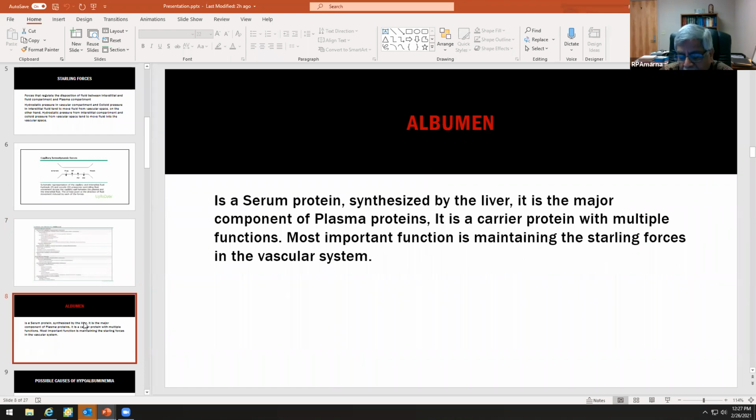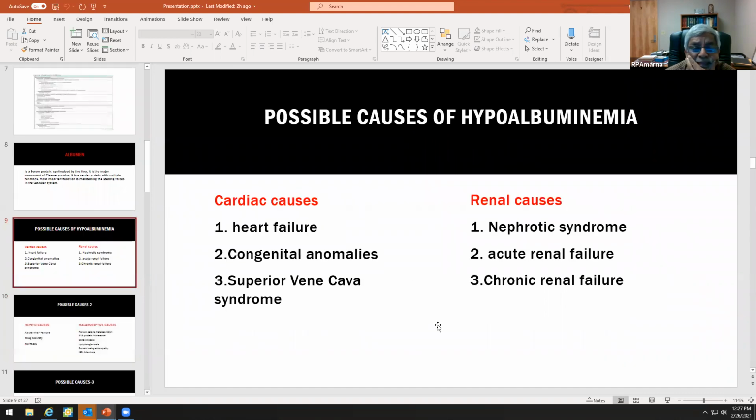So hypocalcemia will lead to several other alterations in your vascular system. So the causes for hypoalbuminemia, just as you went through: cardiac causes are heart failure, congenital anomalies, or superior vena cava syndrome. That's mostly the renal. The renal causes are the nephrotic syndrome, or acute renal failure, or chronic renal failure.